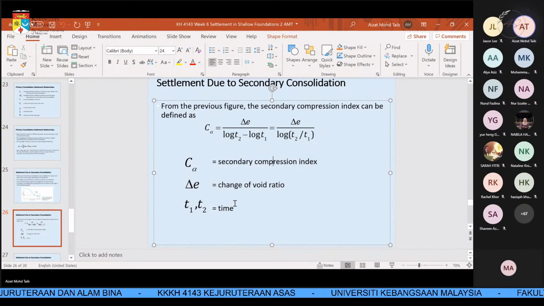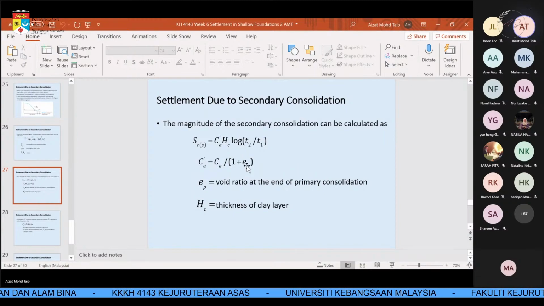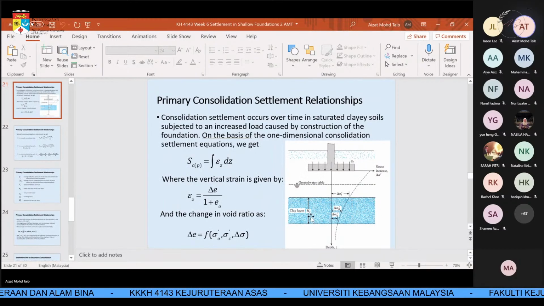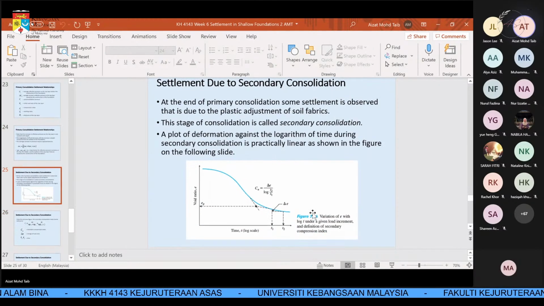From there, the magnitude of secondary consolidation can be calculated as C alpha' Hc log t2 over t1, where C alpha' equals C alpha over 1 plus ep. ep is the void ratio at the end of primary consolidation. So we calculate secondary consolidation when your primary consolidation has stopped. The thickness of the clay layer is Hc. If you remember the depth Hc earlier, it is this one.